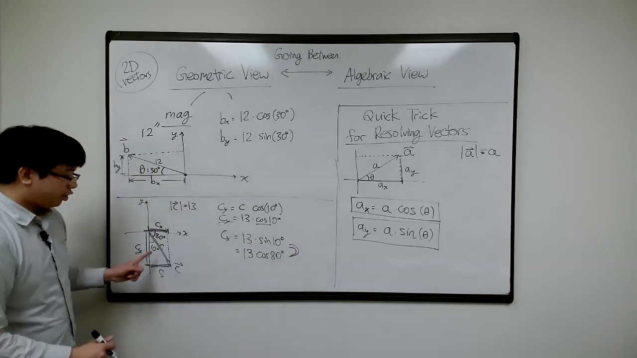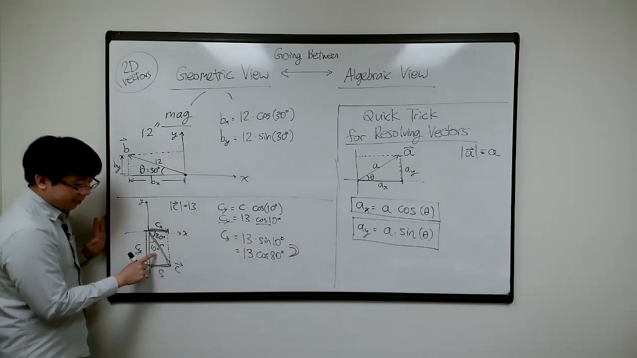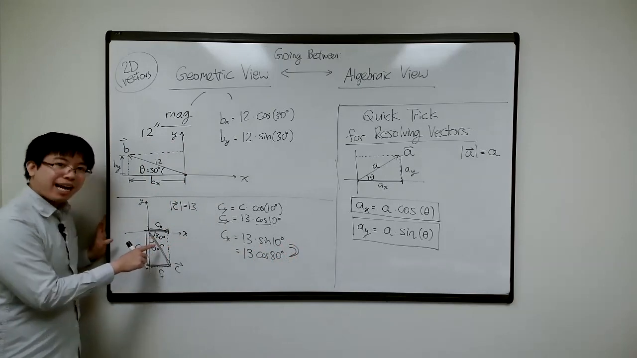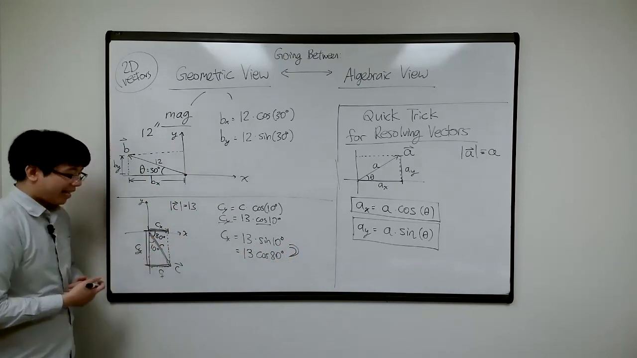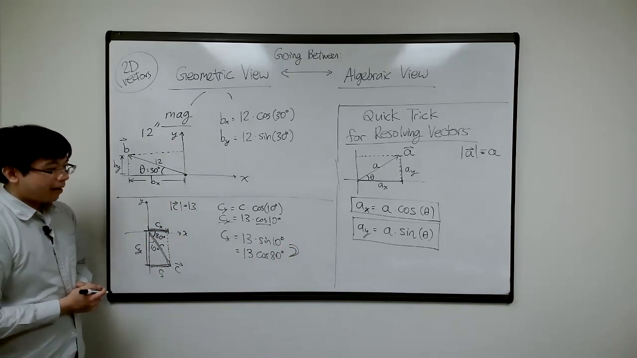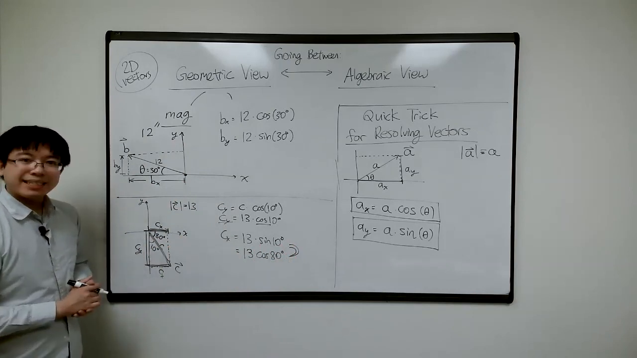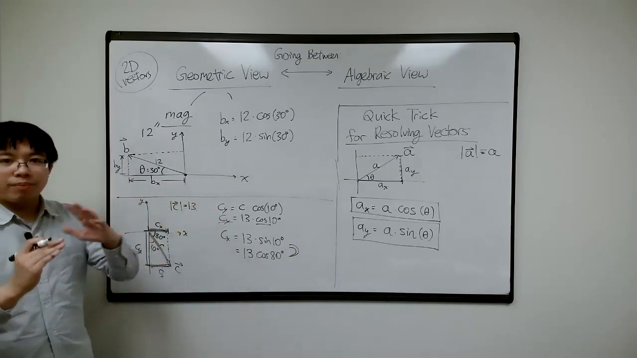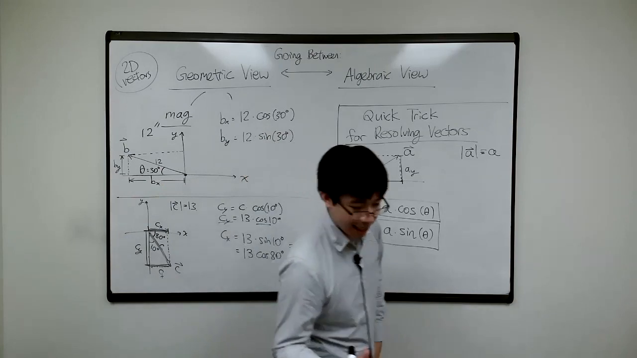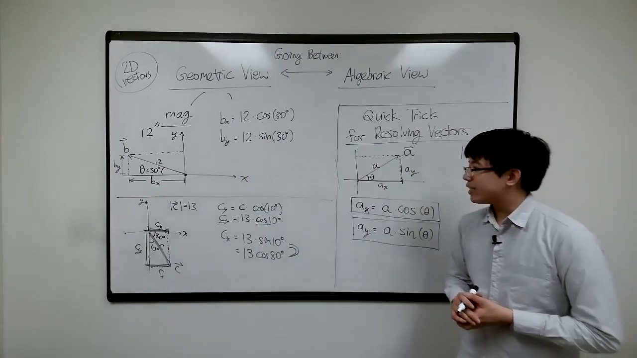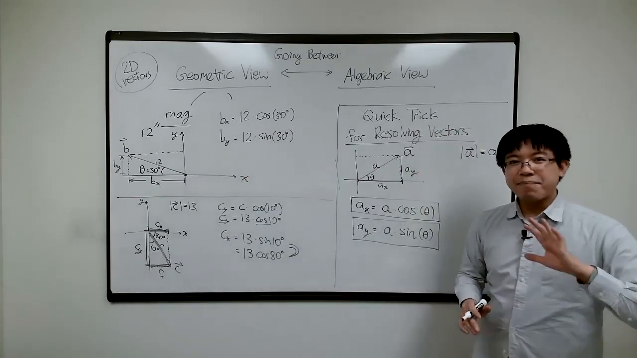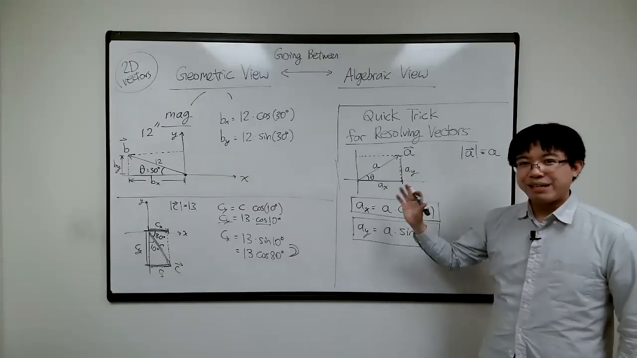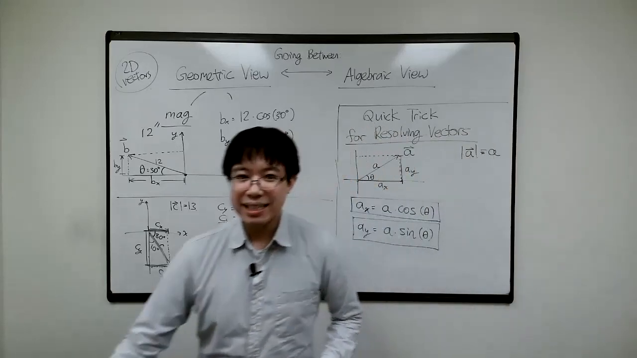And in fact, it's always true: sine of one number is always cosine of 90 minus that number. That's exactly how it works. So this is the quick way to go about it. And now that we know how to go between the geometric view and the algebraic view, let's see what's the benefit of the algebraic view. You'll see that the mathematics and the algebra become very, very easy. We'll see that in a separate video.